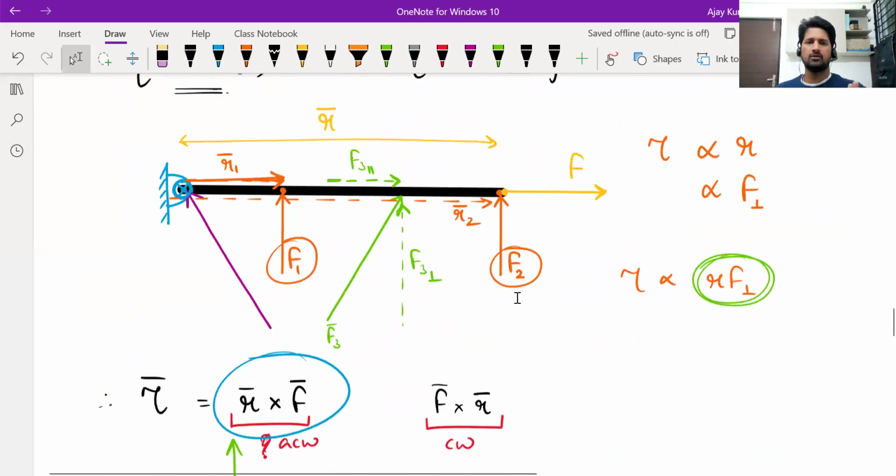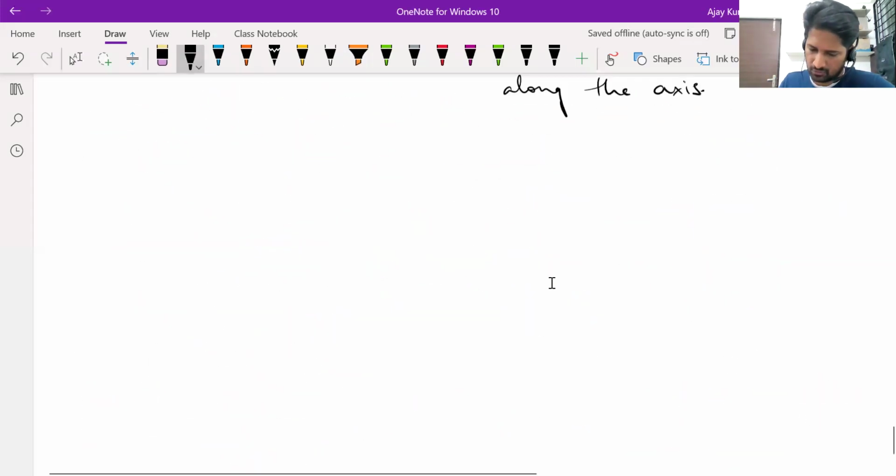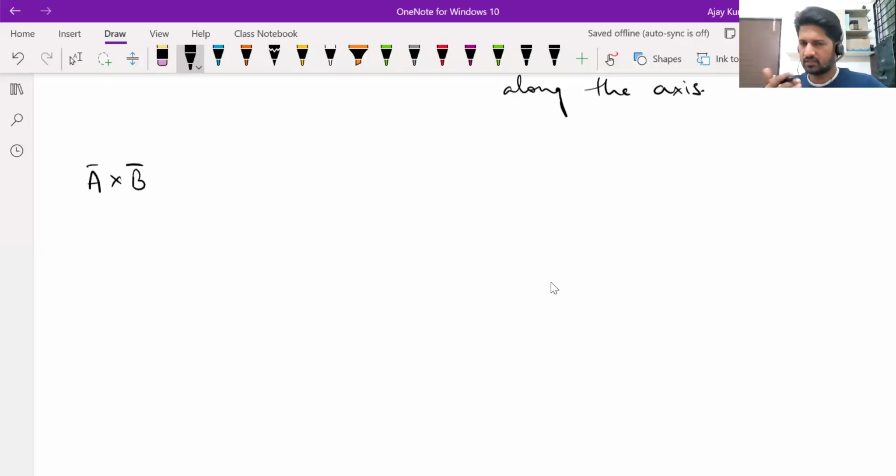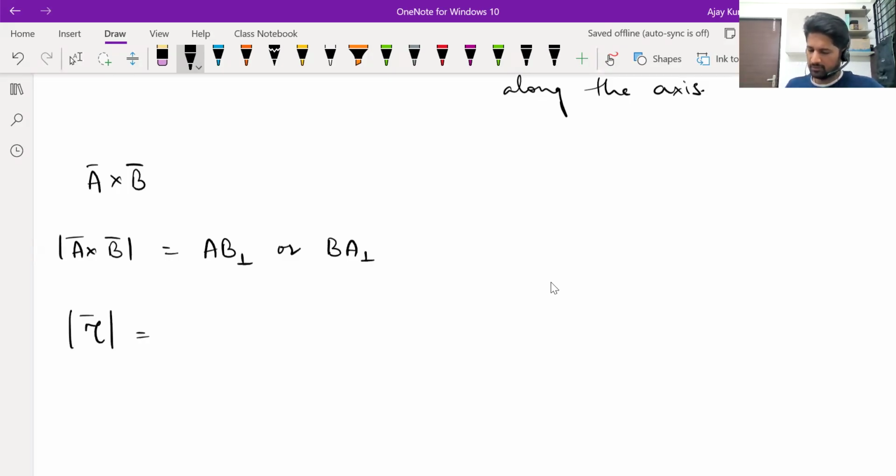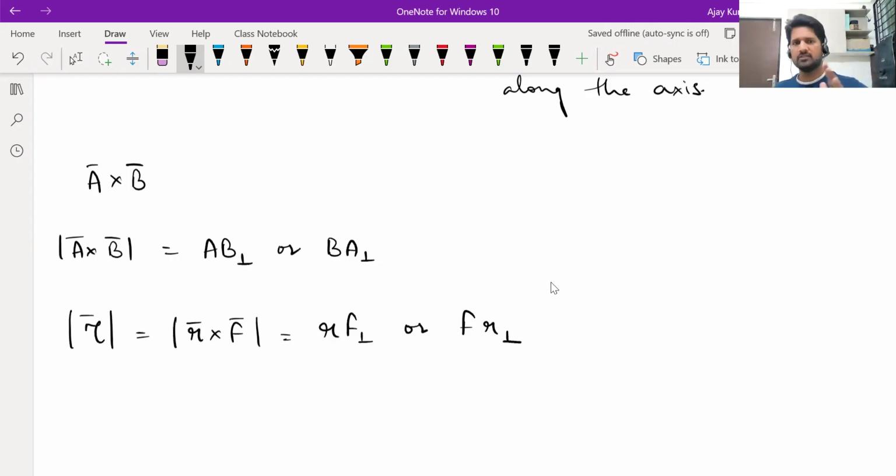So basically the formula for torque is R cross F, where R is the position vector of the point of application of the force with respect to the point about which you want the torque. And as you know, A cross B, if you know vectors, you can take the cross product directly. Otherwise, you can find out magnitude first and then assign a direction. How do you find out magnitude? A multiplied with B perpendicular or B multiplied with A perpendicular. So the magnitude of R cross F, you can take R multiplied with F perpendicular. You can also take F multiplied with R perpendicular. Mathematically, they are the same. So one of these ways you can calculate the torque.